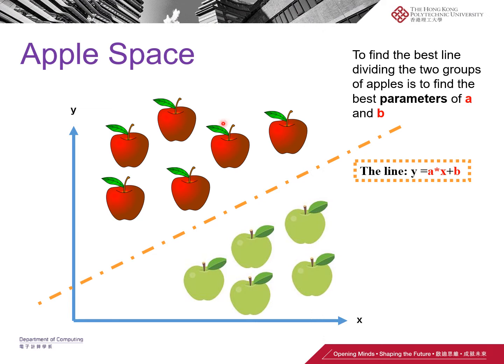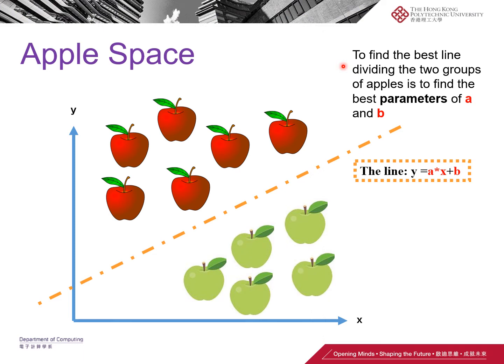And from high school math, we know that the line can be written as y equals a multiplied by x plus b. And this is quite easy and straightforward. Also, we know that x and y are coordinates, they are variables in this equation, and a and b are parameters. As long as we know the values of a and b, we know which line it is. And we can take a step further because we know that those red apples are above that line and those green apples are below that line.